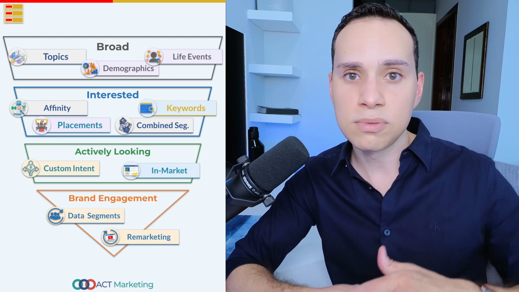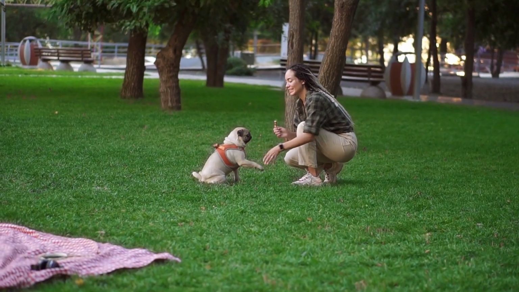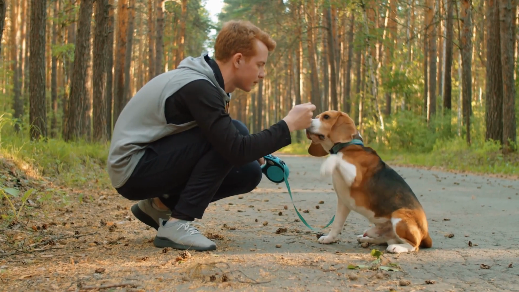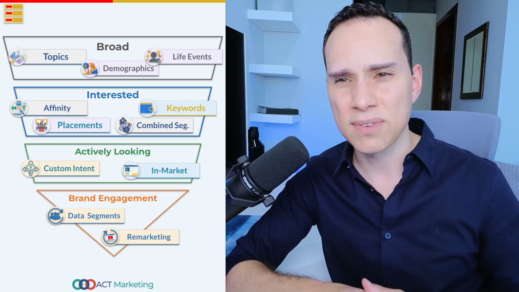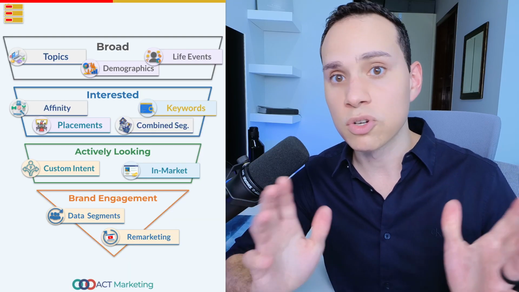And so as opposed to just saying, hey, show my dog treats to anyone who's looking up things about dog training, we could say, no, show my dog treats to people who you know are dog owners and have purchased treats in the past. Obviously, there's a little bit of wiggle room there, but that's just an example of how broad or specific we can be.